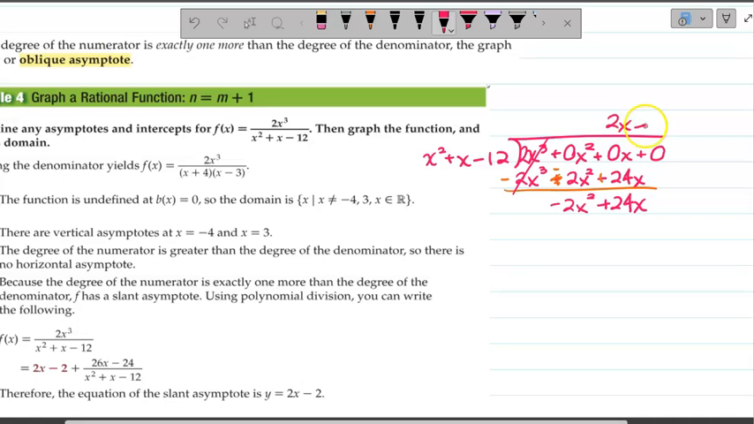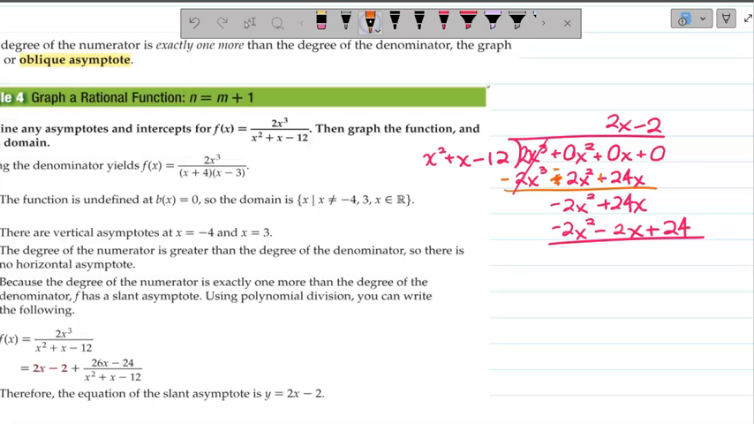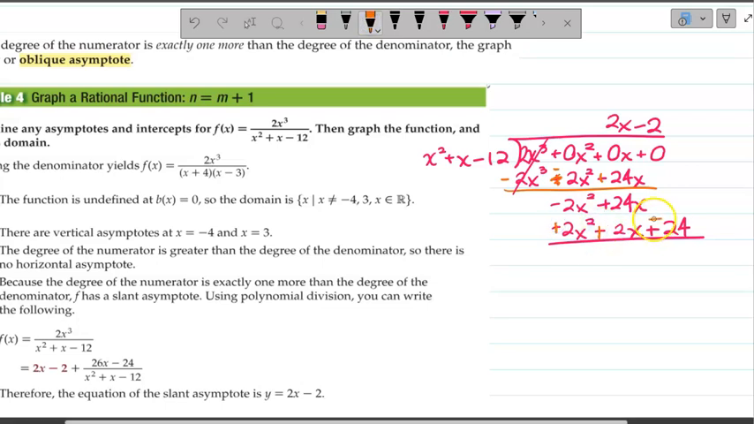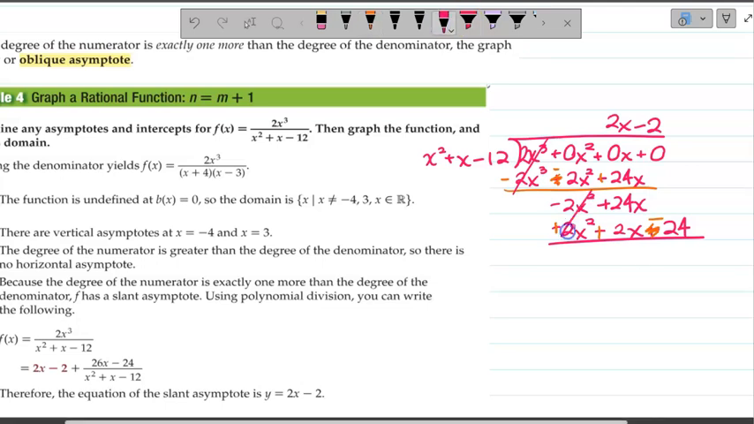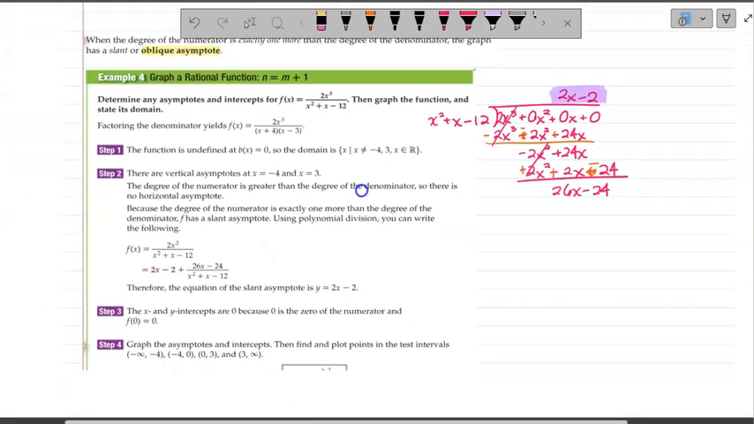Now I'm going to multiply by negative 2. Negative 2x squared minus 2x plus 24. Change your signs. Draw a line and combine. This is the equation of our oblique asymptote, the line 2x minus 2.